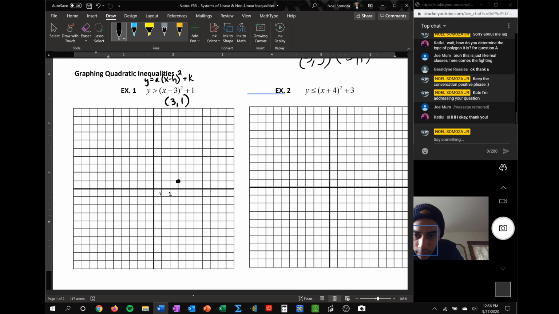I've got 1, 2, 3, 4. So I'm going to plug in 4. I'm going to find out what the value is when I plug in 4. I'm going to plot it, and whatever answer I get, I can match it over here on 2.